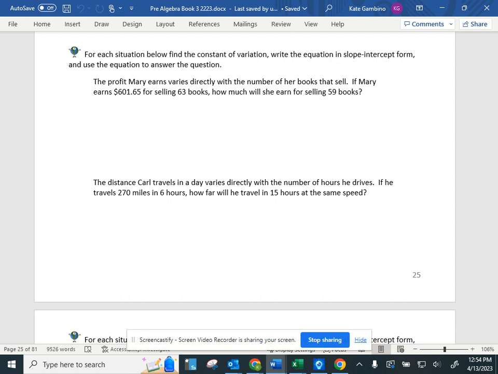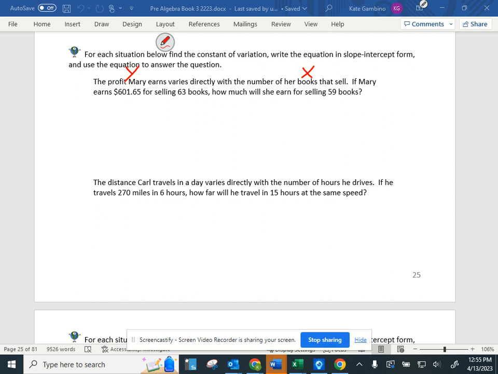The profit Mary earns varies directly with the number of her books that sell. So the profit varies directly by the number of books. So we're changing the number of books she sells. That's what we're putting in, the number of books that she's selling, and we get out of it her profit. So what I do when I do direct variation is I go in and write my x's and my y's, so I don't get confused what my x and my y is.